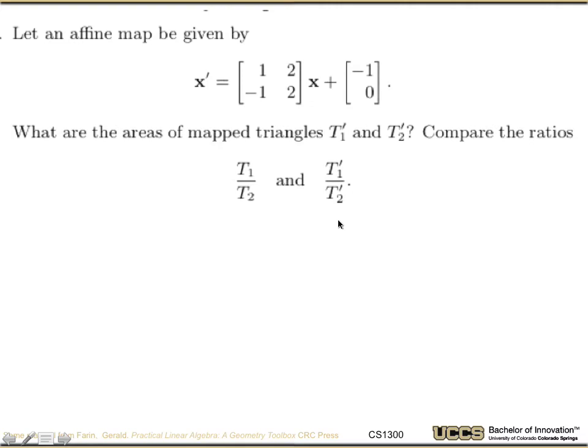Okay, let's do one more slightly more complicated question. Let's take the affine map given by this matrix problem here, where we have the matrix A, 1, 2, minus 1, 2, times x, and add the value minus 1, 0 for our translation, for our affine transformation. And now ask the question: what's the area of triangles T1 and T2 after mapping? So we're going to get two new areas, and then compare the ratio T1 over T2 before and after mapping. Go ahead, work that out. Come back to the video after you've got your answer.